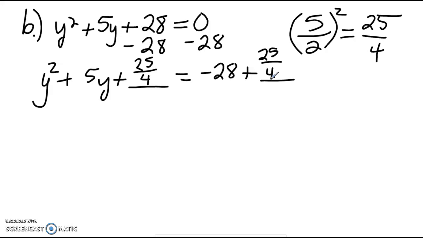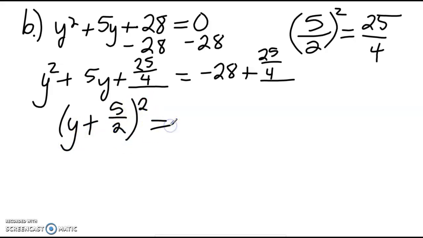And remember that half of b is what it will then factor into. So it will be y plus 5 halves squared equals, and you need to add negative 28 plus 25 fourths and leave it as a fraction, an improper fraction. So what is that going to be?